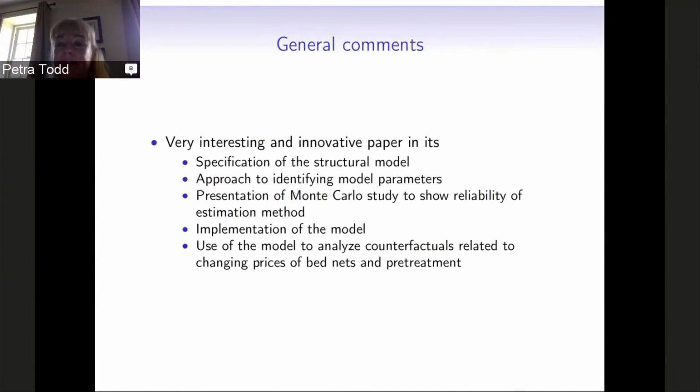Okay, so overall, I thought it was a very interesting and innovative paper in the way that it specified the structural model to study these decisions and in its approach to identify model parameters. There are a couple of other papers in the literature, but this paper extended those other papers by quite a bit. I liked very much that the authors also presented a Monte Carlo study to show the reliability of their estimation method before they applied it with the data. And then they implemented the model with the data from the intervention, and used the model to assess the effects of changing prices of bed nets and retreatment.